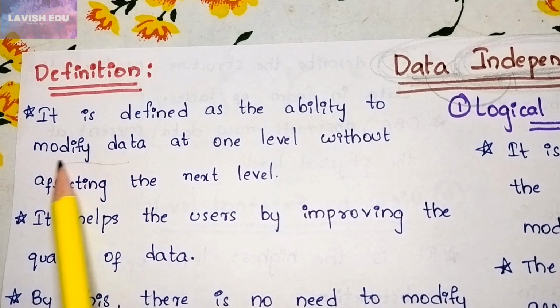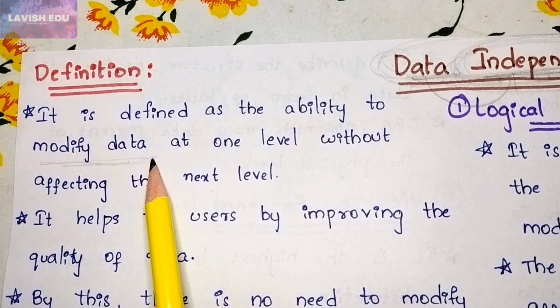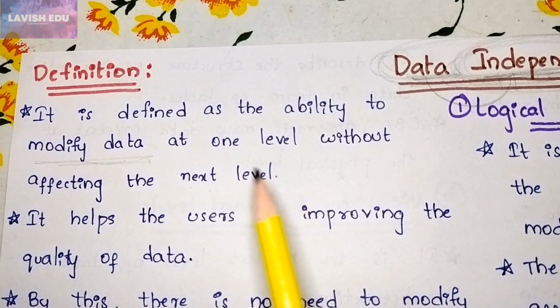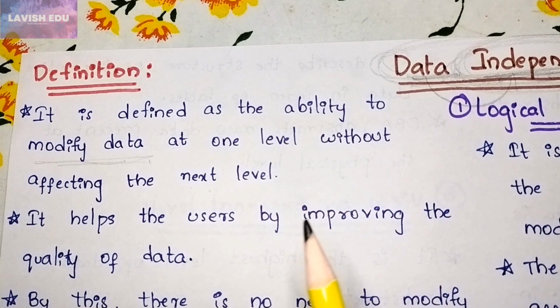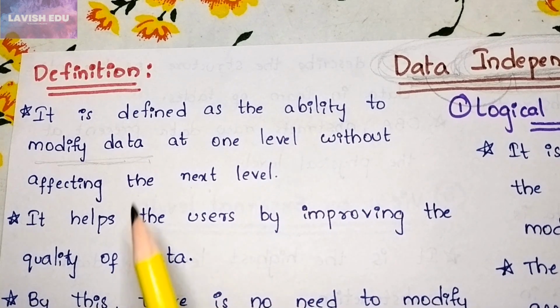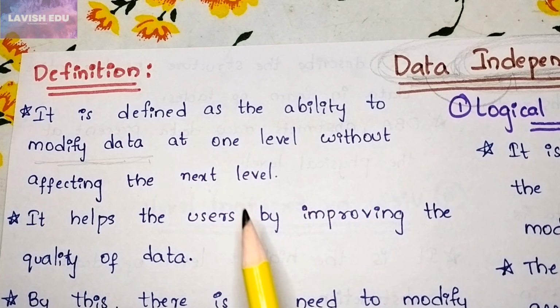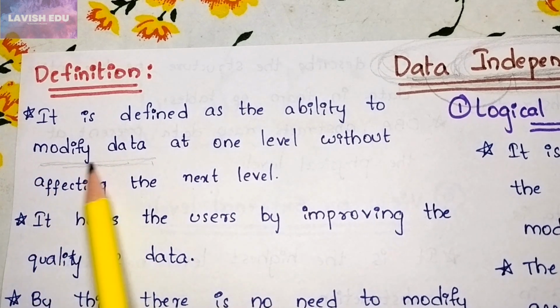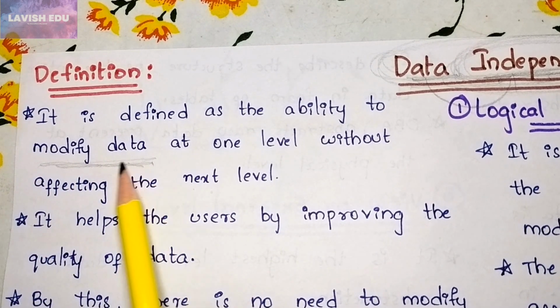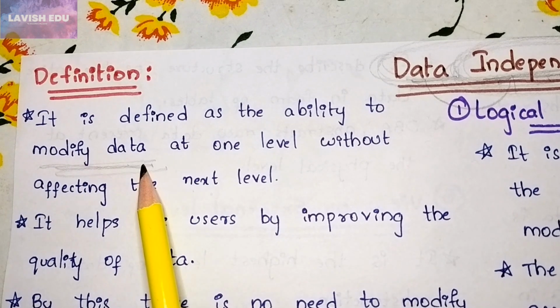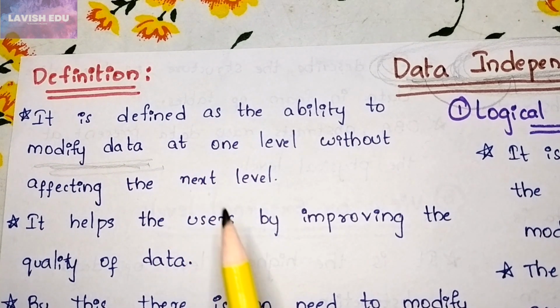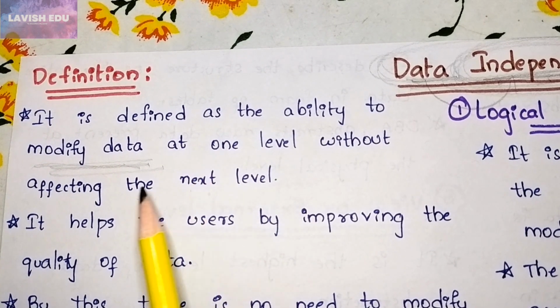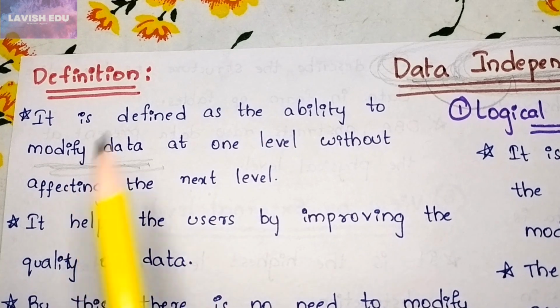So the data is changed or modified at one level. We have already seen some levels in the database. They are the physical level, internal level, and view level, that is the external level. The data at each level can be modified, but if we modify the data at one level, it won't affect the data at the next level.